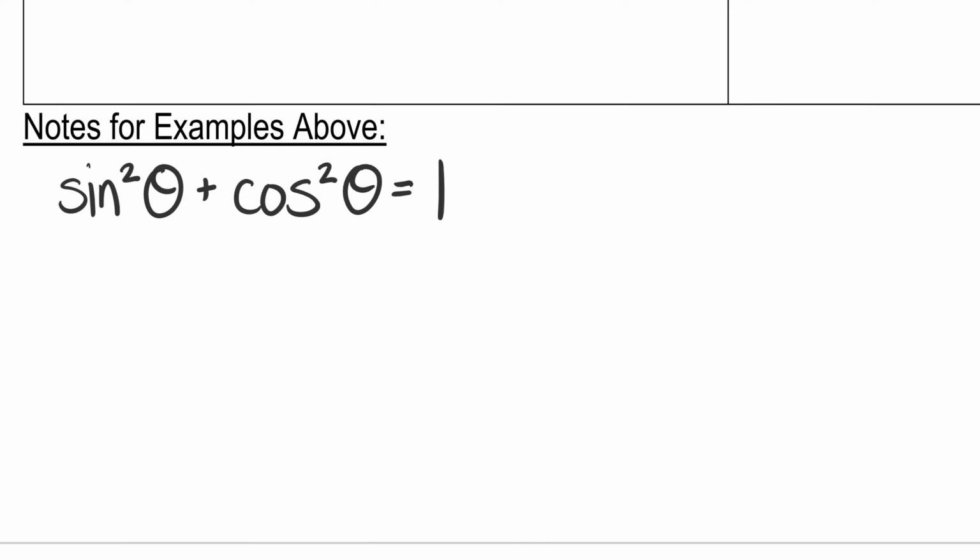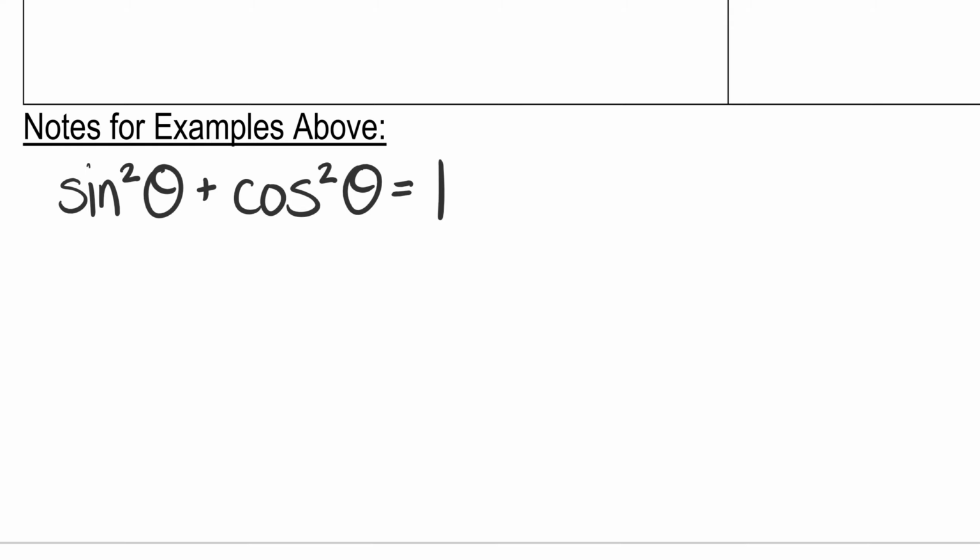The first one, the most basic one, is sine squared theta plus cosine squared theta equals 1. That is actually the Pythagorean Theorem. That's like a squared plus b squared equals c squared.